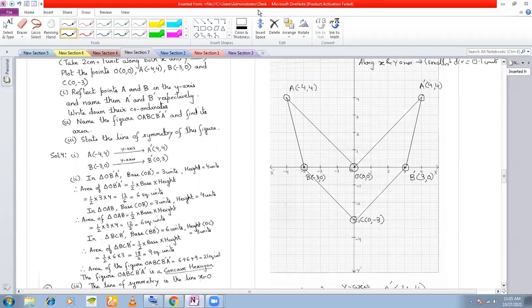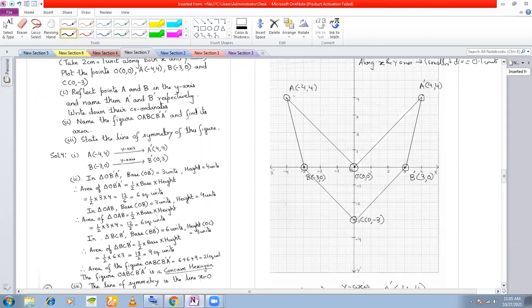Sonam, Abhishek, anyone who knows the name of the figure? Don't know? Count the number of sides. Yes, tell me. Anyone wanting to try? So hexagon. But what kind of hexagon?